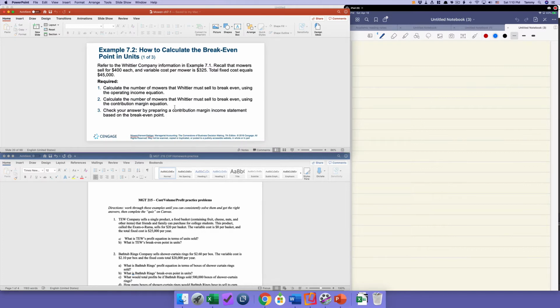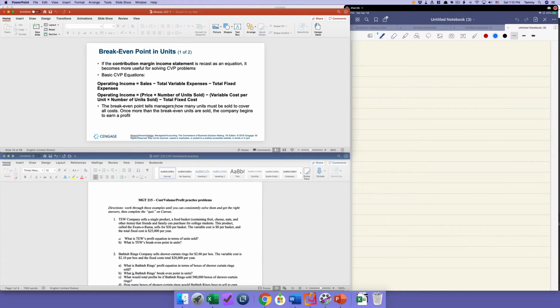Calculate the number of mowers. There it is. So this is page 19. This is the formula that we're using, the basic cost, volume, profit equation.